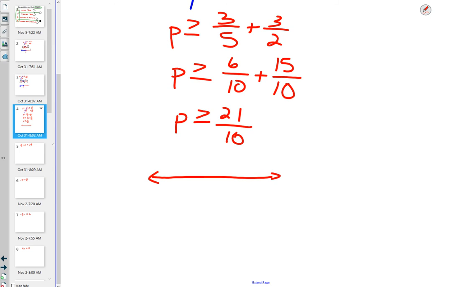Maylee, what's the critical point I'm gonna graph here? It is 21 over 10. And Hope comes in strong with a closed dot. Good. Maurice, left or right?